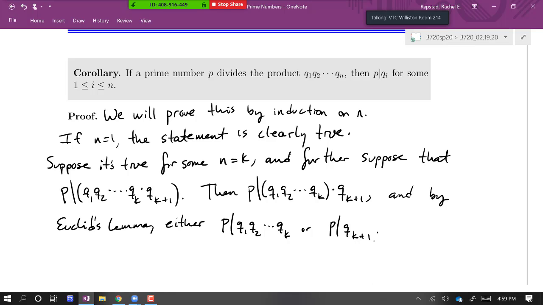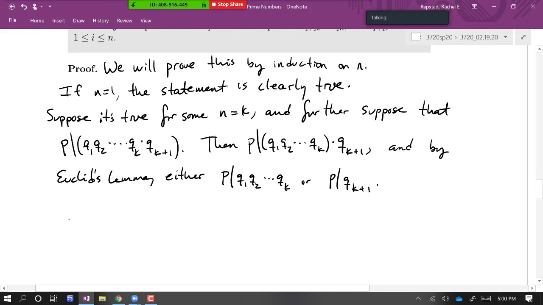If it's the case, one of these two things is the case: either P divides Q1 through QK, or P divides Q sub K plus 1. If P divides Q sub K plus 1, we're done. We don't need to assume that it doesn't, because the result is going to follow by induction. One of these has to be true. If it's this one that's true, we're all set.